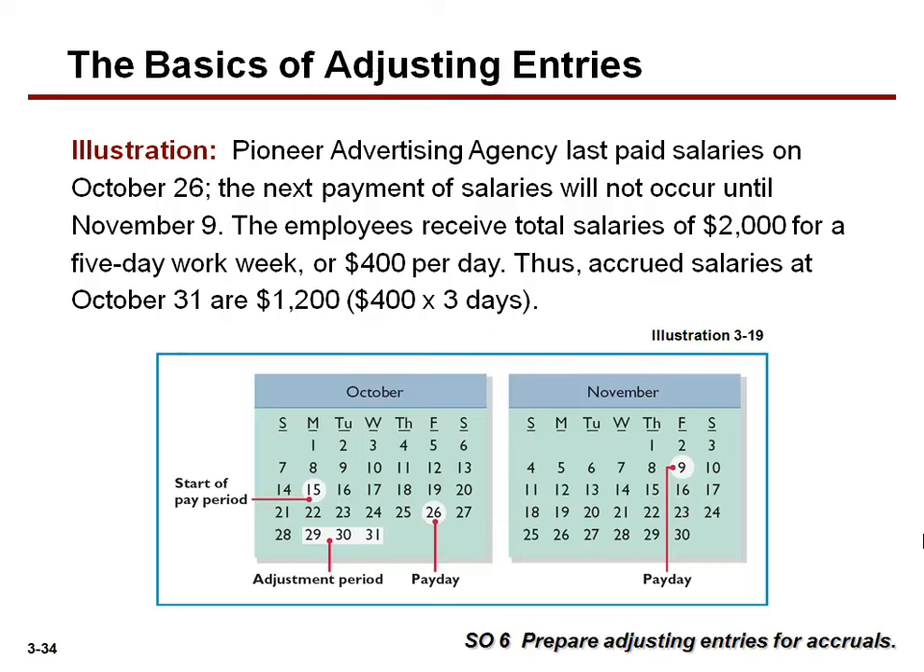So what's occurred here is we've received the benefit of our employees' services for the last week in October, the 29th, 30th, and 31st of October, before we're going to pay them on November 9th. So we need to reflect the salary expense for those 3 days in October prior to paying them in the next month.